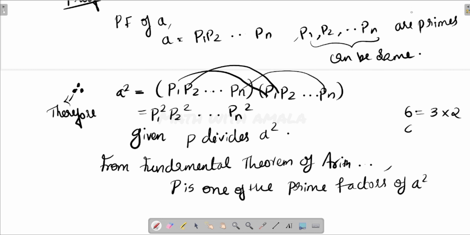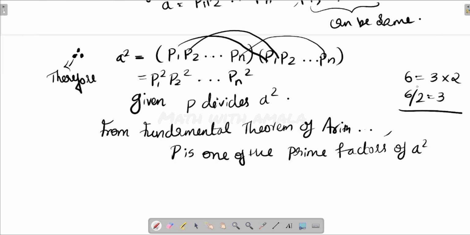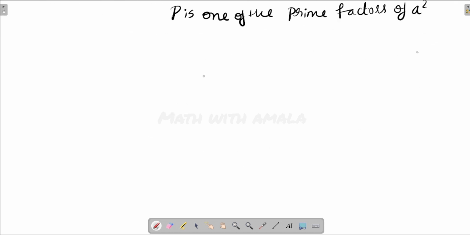Let's take 6 equal to 3 into 2. Here you can say 2 divides 6. 2 is dividing 6 and the answer is 3. Likewise, you can say the prime factors will be dividing that number. Likewise, 3 divides 6.